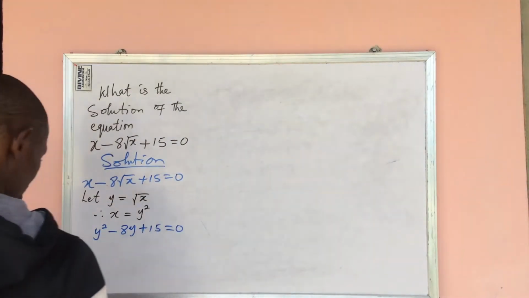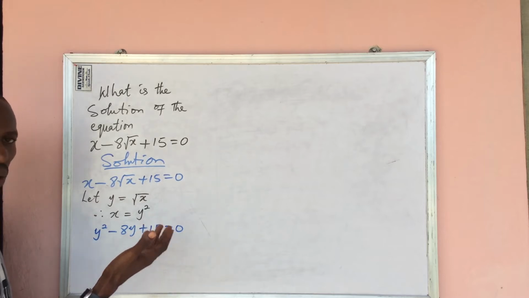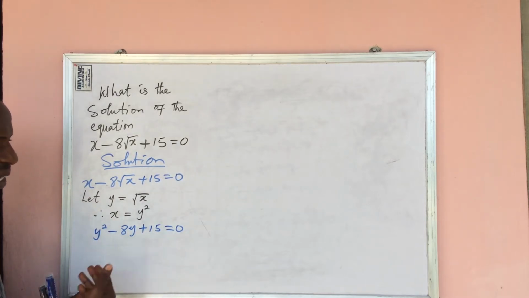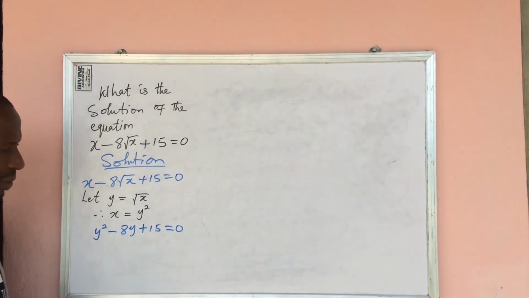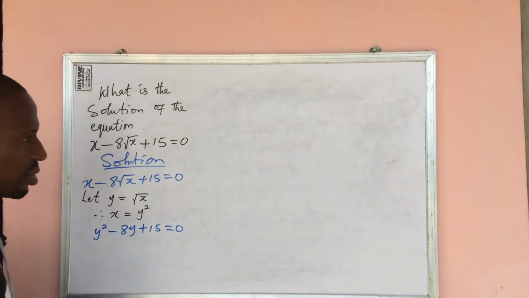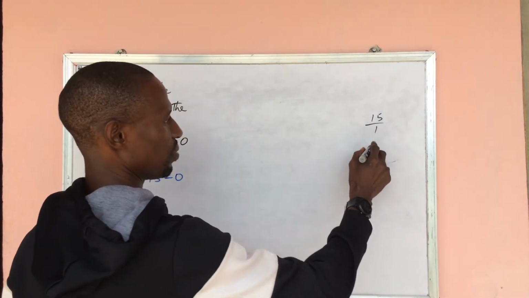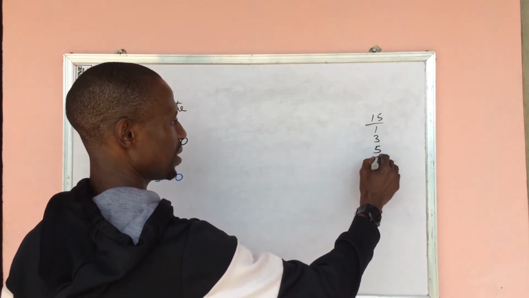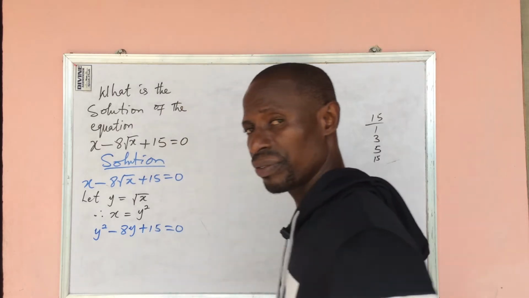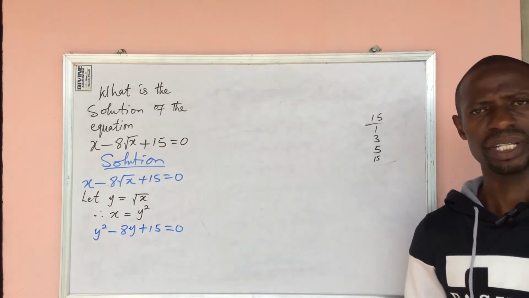Using the factorization method, we look for two numbers that when we multiply them together give us 15, and add them together to give us minus 8. How do we achieve that? Let's bring out all the factors of 15. 1 can go into 15, 3 can go into 15, 5 can go into 15, and 15 itself can go into 15, because every number is a factor of itself.